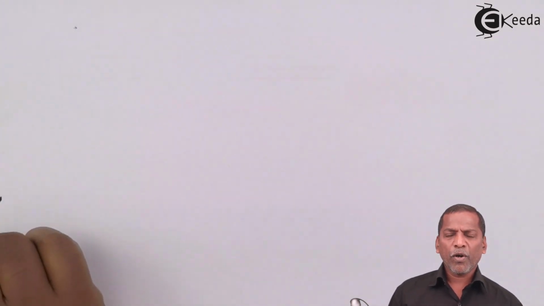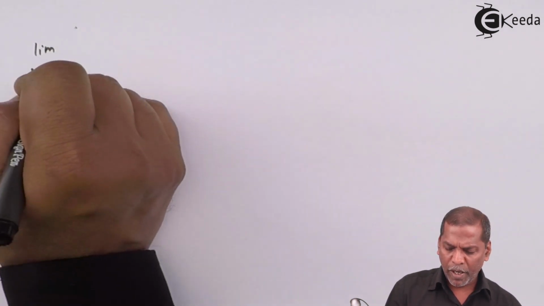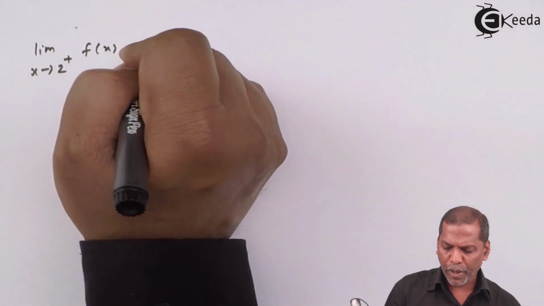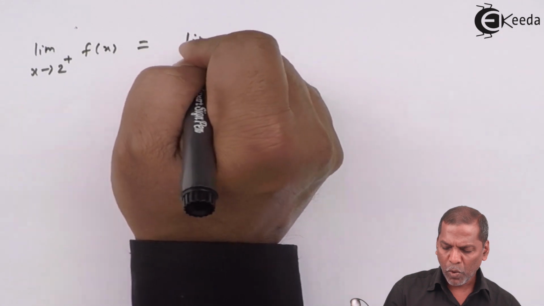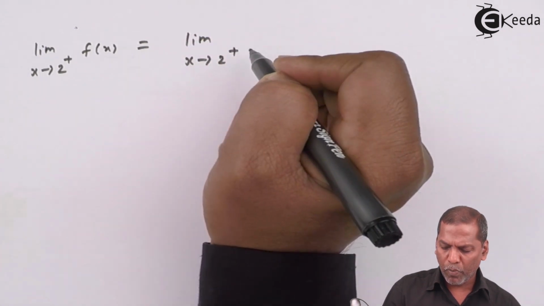Second, we go for the right hand limit. That is limit x tends to 2 plus f of x, that is equal to limit x tends to 2.